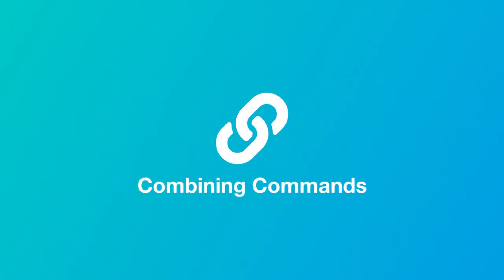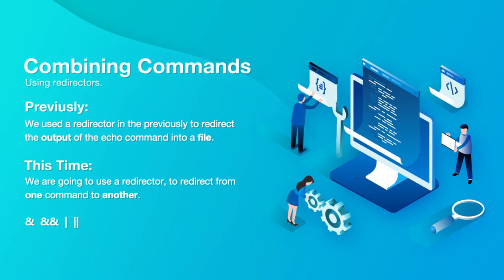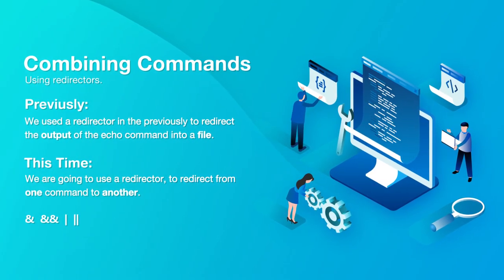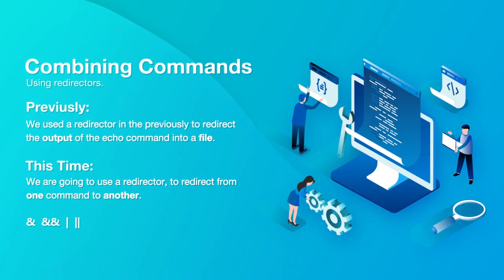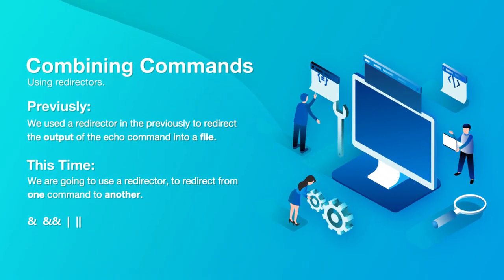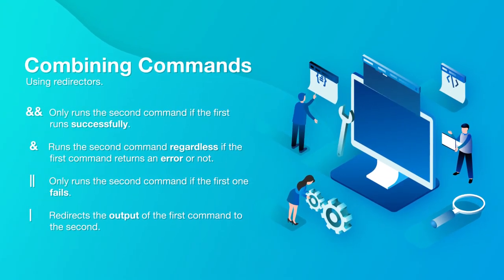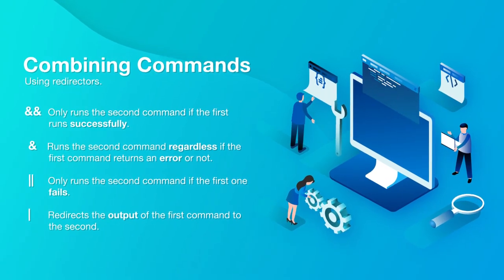Combining commands. In the Windows command line, you can enter multiple commands with one line of code. We used a redirector previously to redirect the output of the echo command into a file. This time, we are going to use a redirector to redirect from one command to another. Let's go through all the redirectors you can use to combine two commands.